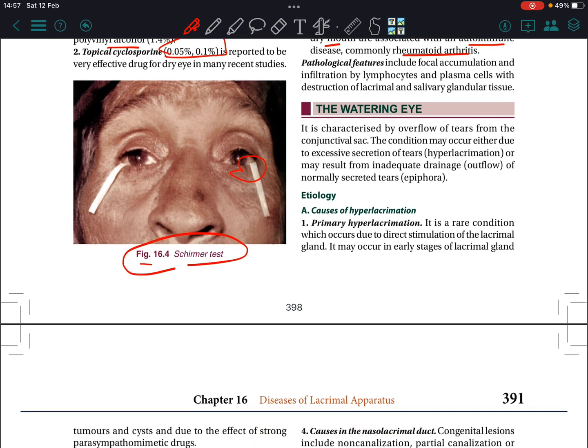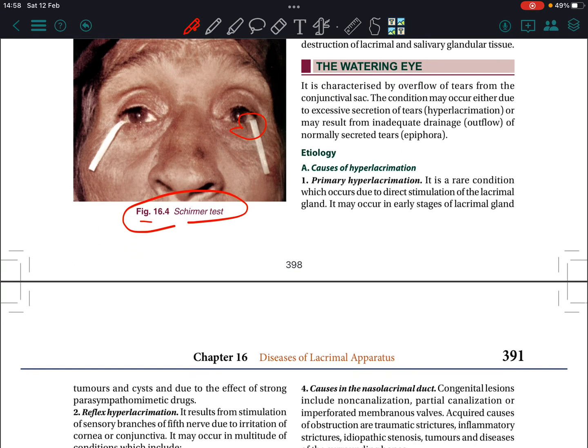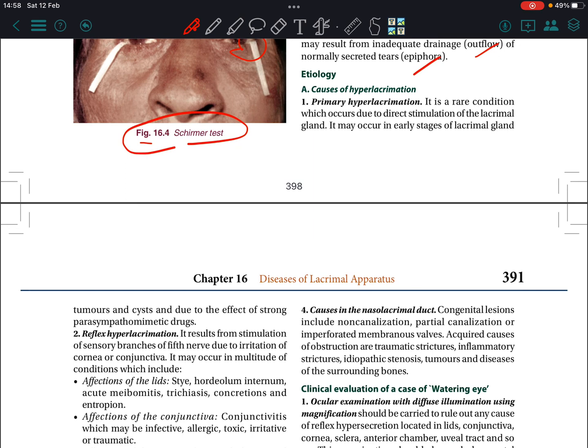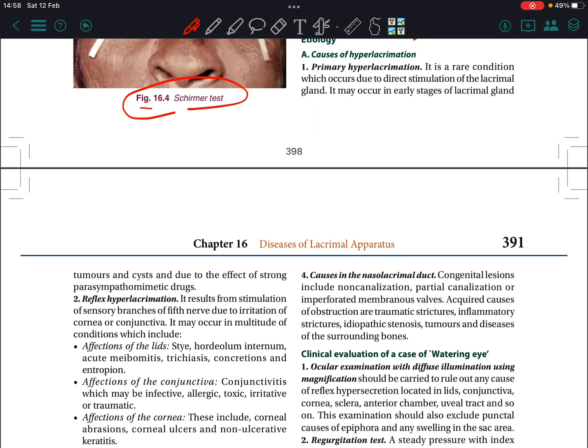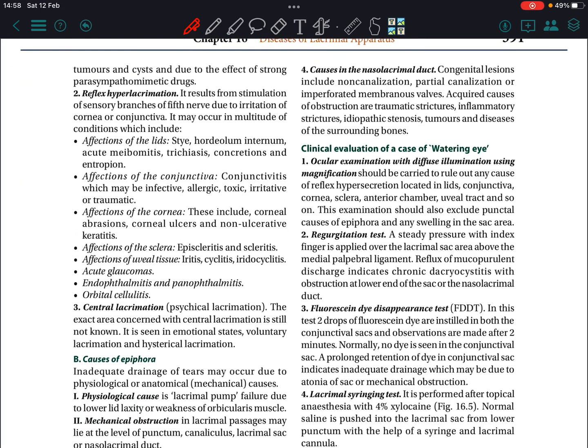Then watering eye: it is characterized by overflow of tears from the conjunctival sac. The condition may occur either due to excessive secretion or result from inadequate drainage of normally secreted tears. Primary hyperlacrimation is a rare condition which occurs due to direct stimulation of the lacrimal gland. Reflex hyperlacrimation results from stimulation of sensory branches of the fifth nerve due to irritation of the cornea or conjunctiva.